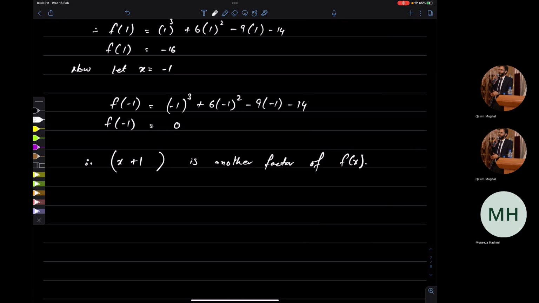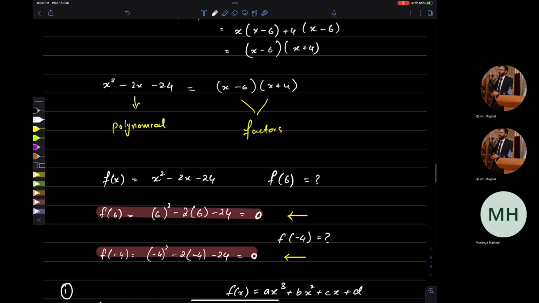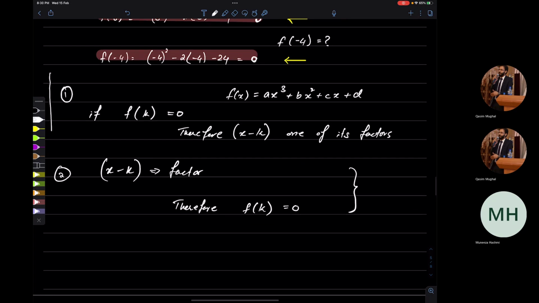Yes, sir. So is this concept clear? Yes. So this was the factor theorem, and there are two perspectives of the factor theorem. So let me just box this off.